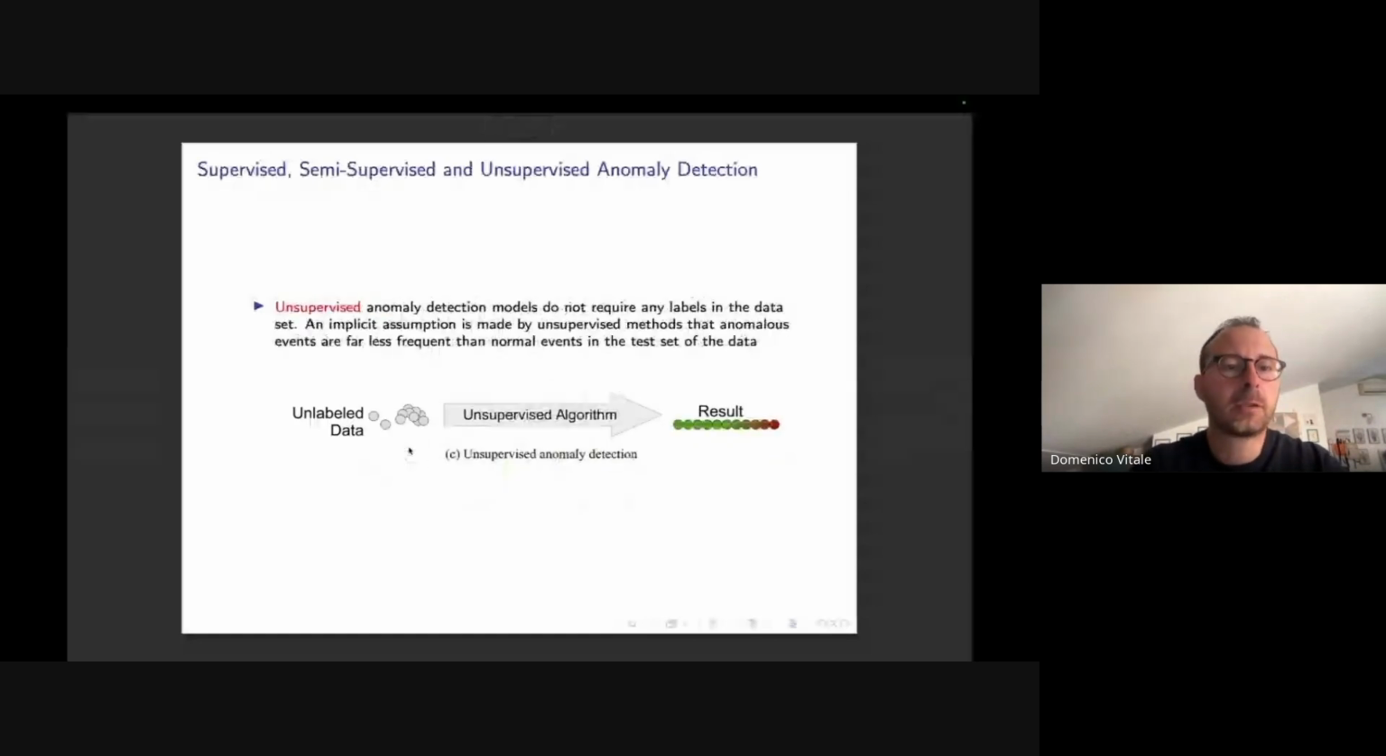Finally, unsupervised anomaly detection models do not require any labels in the data. So an implicit assumption is made by unsupervised methods that anomalous events are far less frequent than normal events in the test set of data. And given this description, the latter, the unsupervised anomaly detection, seems to be the more favorable to deal with fraud detection, where not always we have labeled data.